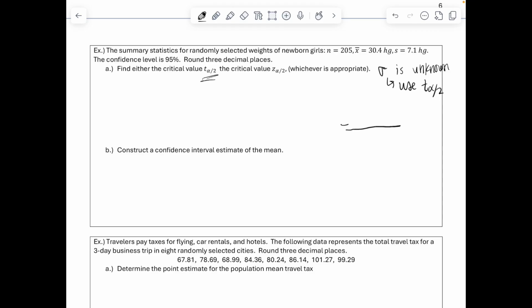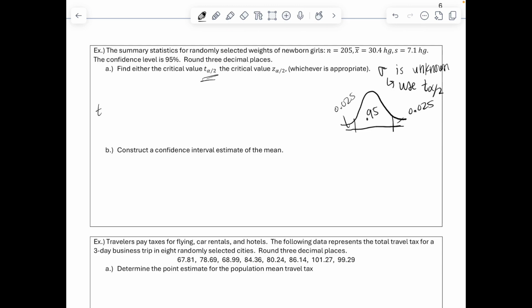Let's go ahead and sketch a little graph of our t distribution. Since we're dealing with 95% confidence, remember that we're going to have two tails, so that means 95% is going to be in the middle. That means that in each of those tails, we are going to have 0.025. The total area underneath that curve needs to be 1.